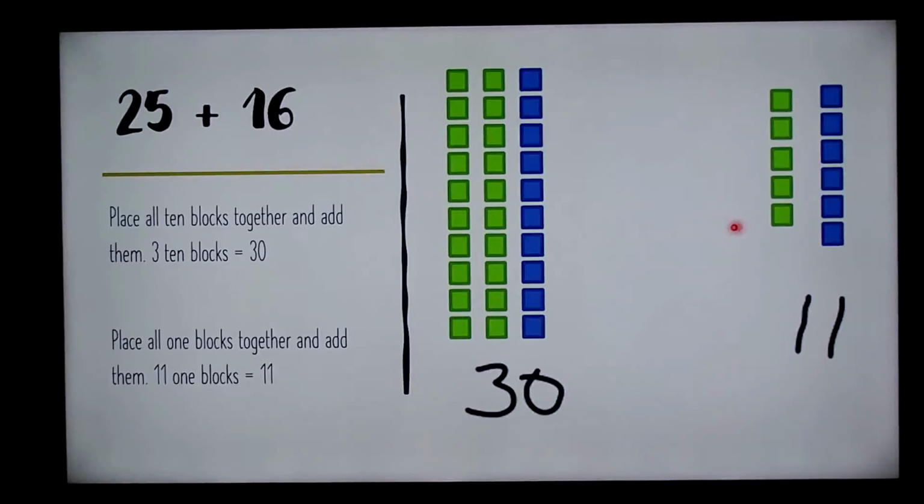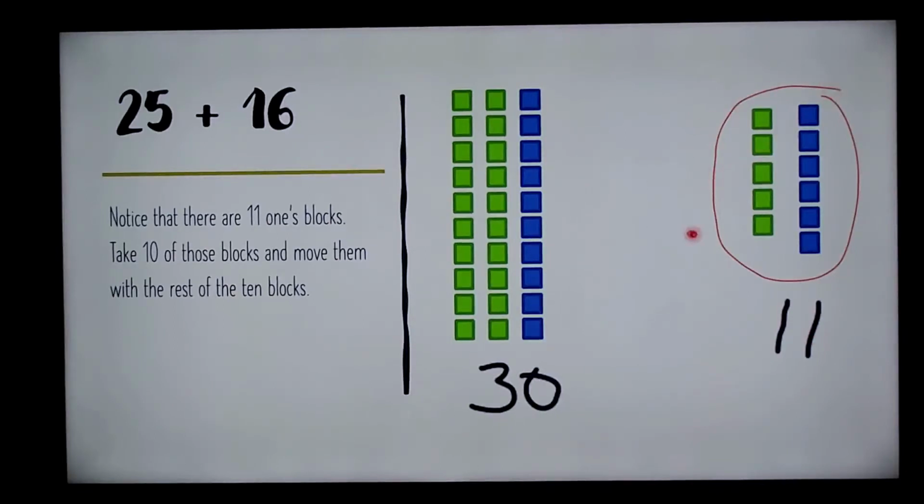And now we do the same for the ones blocks. We take the ones blocks from the 25. Remember, we had 5 of those, 5 ones blocks from the 25. And we had 6 ones blocks from the 16. And once we add those, we get 5 plus 6, which is 11.